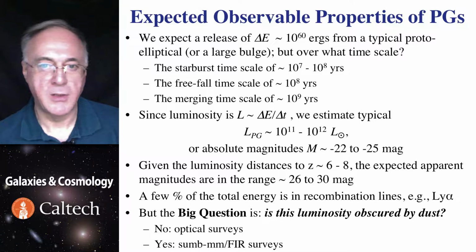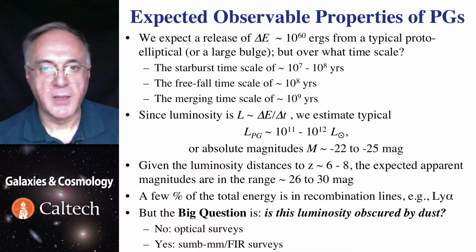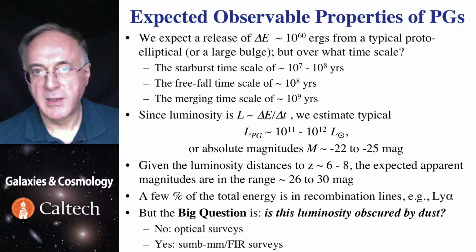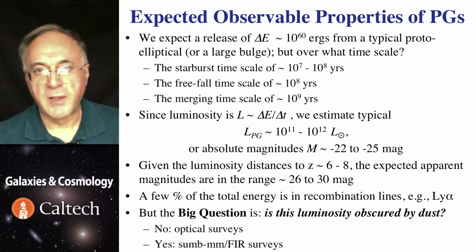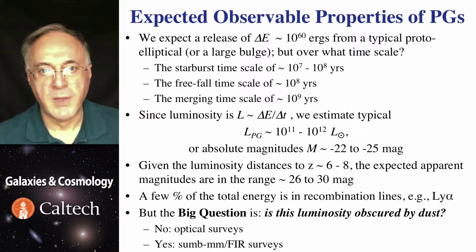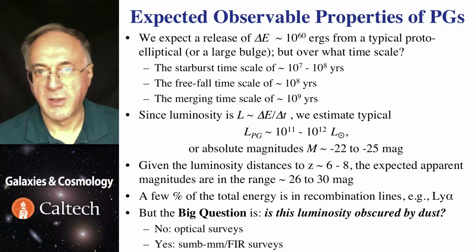Because what's observed is not energy, but luminosity. So if we confine ourselves to the lifetimes of typical starbursts, which are some tens of millions of years, or maybe a free-fall time scale of the order of 10 to the 8 years, or maybe a merger time scale of the order of 10 to the 9 years, we get roughly a range of luminosities between 10 to the 11 and 10 to the 12 solar luminosities. And at the redshifts of interest, that maps to apparent magnitudes of the order of, say, 25 to 30, give or take, depending on the exact redshift and the luminosity of the actual protogalaxy.